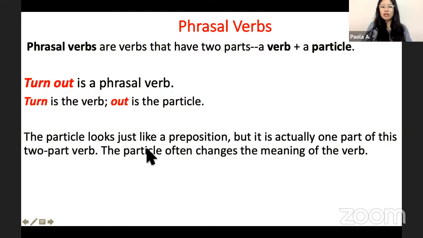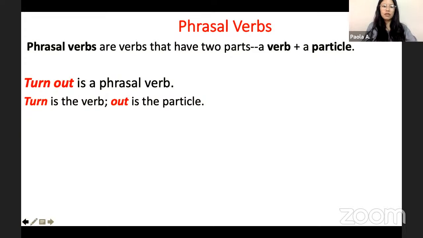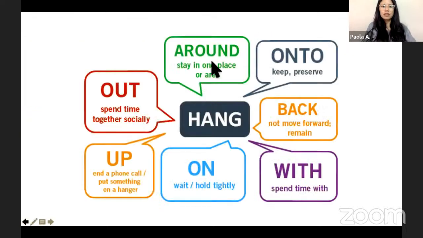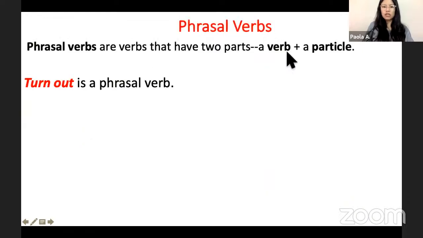And the particle, the last part of the verb, is what is going to change the meaning of the verb, like we've seen before, right? So the particles here are around, out, on, back, etc. The verb remains the same always, depending, no? But the particle at the end changes, and the meaning is going to change each time.